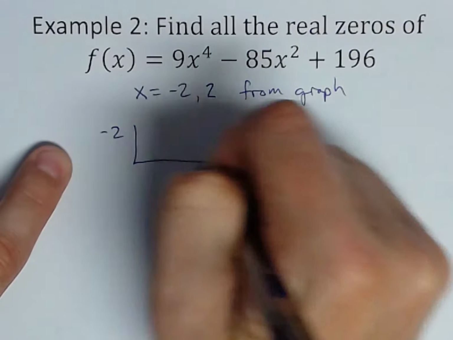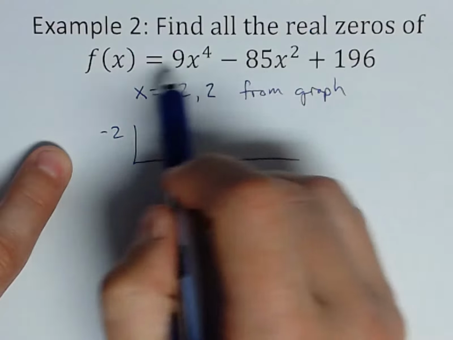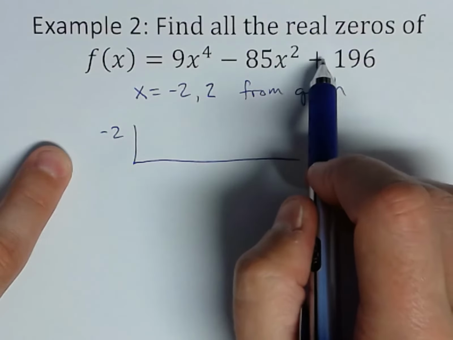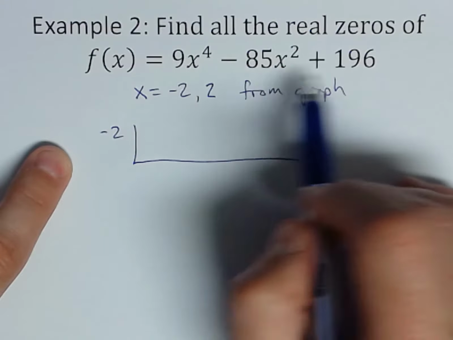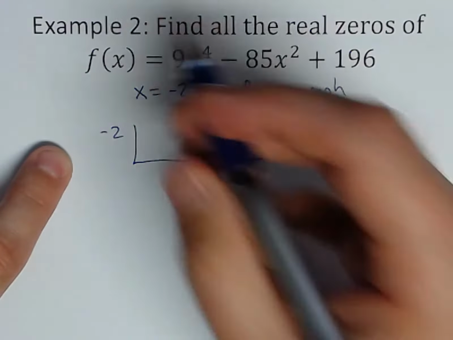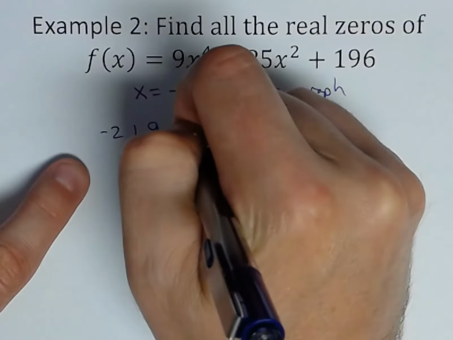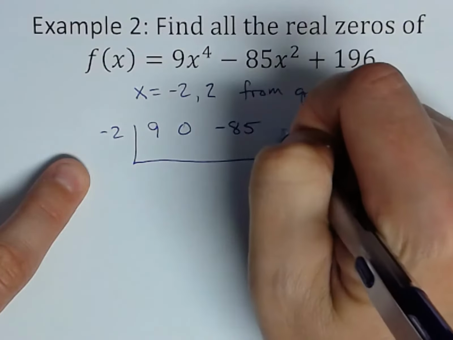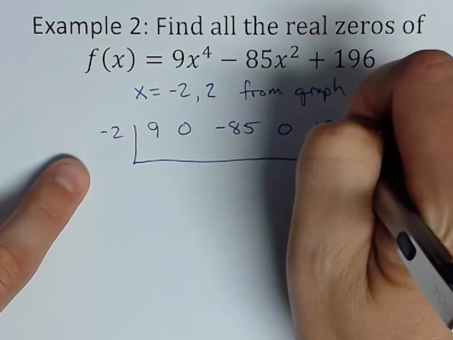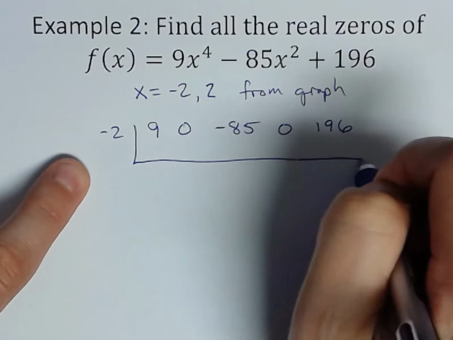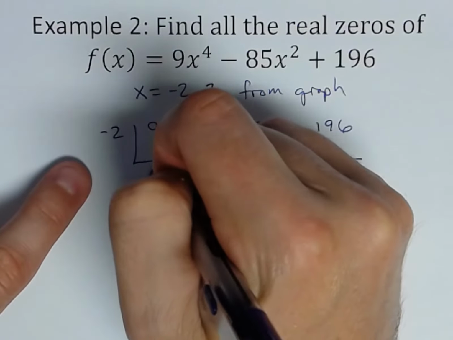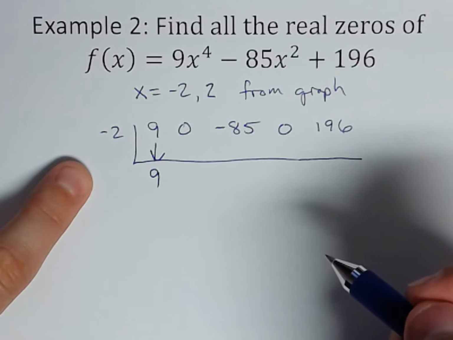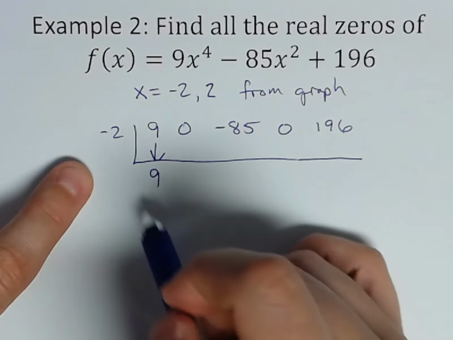So -2, and remember, we're just doing coefficients. Now I'm missing a cubic term, I'm missing a linear term. So remember, we do need to put zeros in there. We need those placeholders. So I've got 9, 0, -85, 0, 196. Let's make my line a little longer there. Okay, first term, bring it straight down. Hope we're feeling real comfortable. Refresh our memories with synthetic division here.